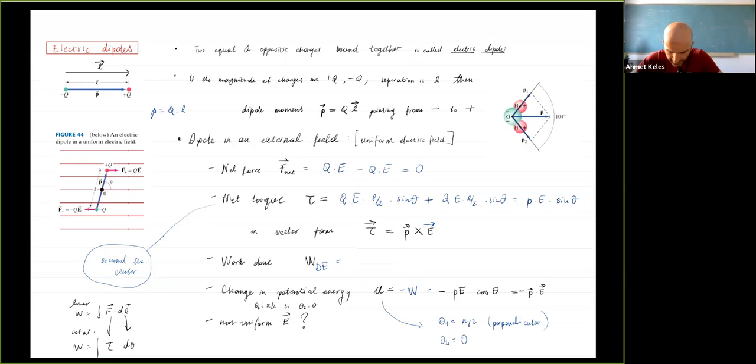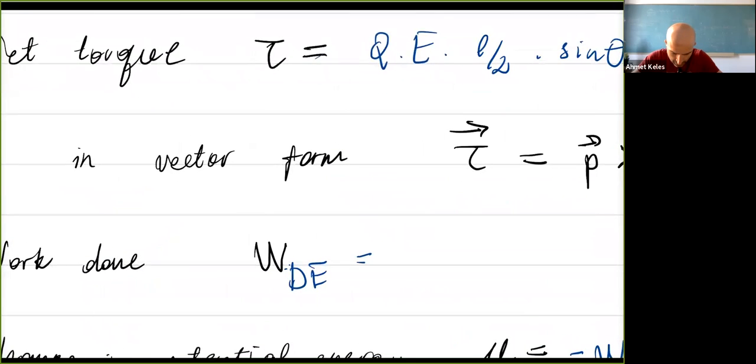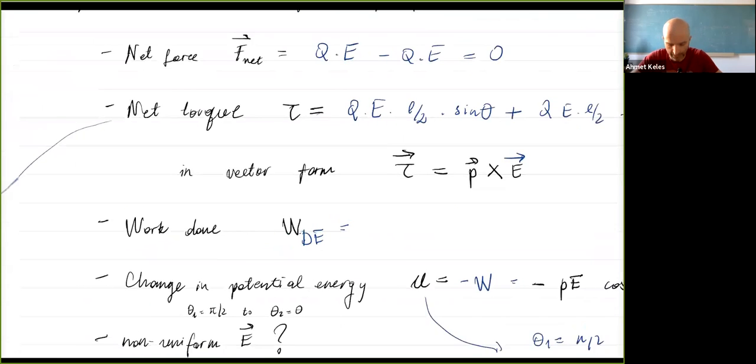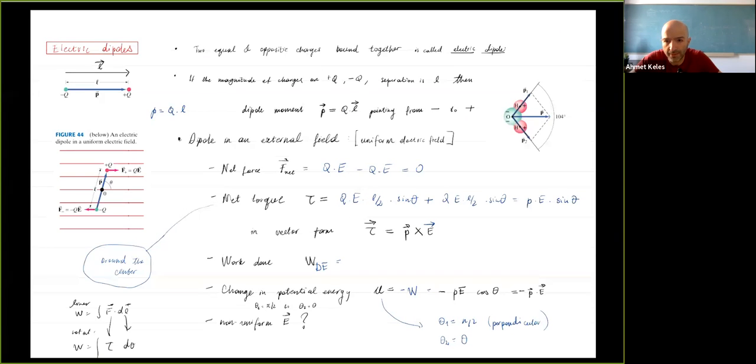Okay, once I have the torque and net force, I can calculate the net work done on the dipole by the electric field, right? So that's what this means. This is work done on the dipole by the electric field. How do I calculate this? What was work? Does anybody remember? F times X, right? Maybe F times dl, but we know the net force is 0, so I can forget about this. Does this mean it's 0?